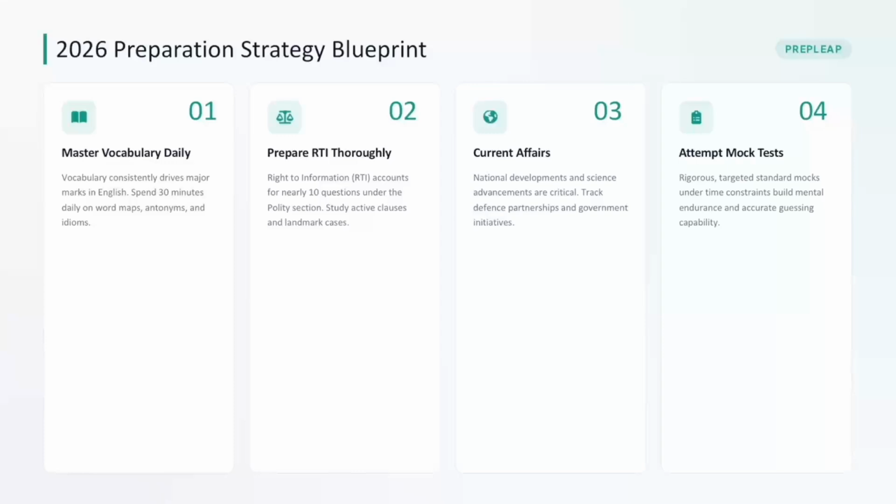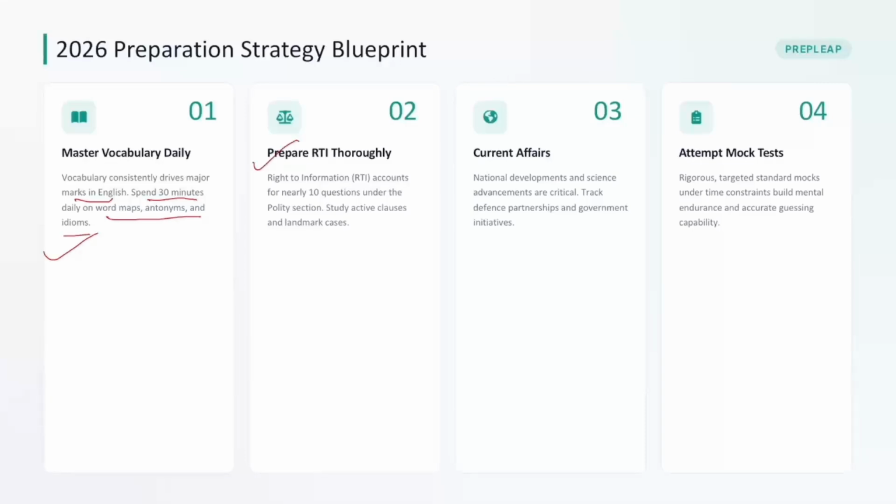So what should be our strategy? First of all, we need to master our vocabulary, and vocabulary preparation doesn't happen in one day. It is a daily activity. So it has to be continued for a good period of time. And if it is done daily, it will help you master the vocabulary and also this exam. So vocabulary consistently drives major marks in English. Spend around 30 minutes every day on word maps, antonyms, idioms.